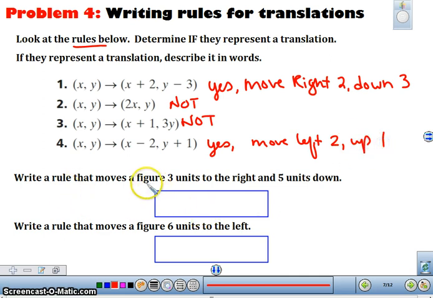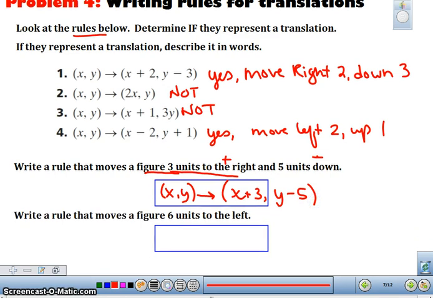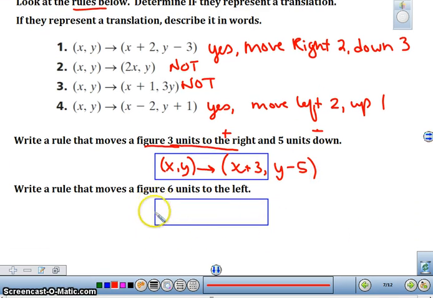It says write a rule for a figure that is 3 units to the right and 5 units down. So we're going to always start with our ordered pair x, y. If it's to the right, we're adding. If it's going down, we're subtracting. Always right and left is our x. x plus 3. Up and down is our y. y minus 5. I would like you to try this next one on your own.